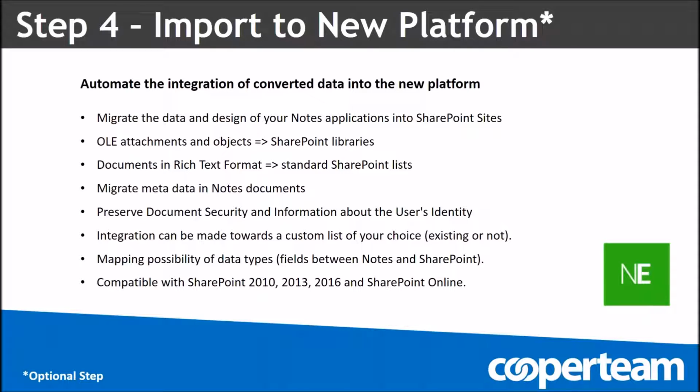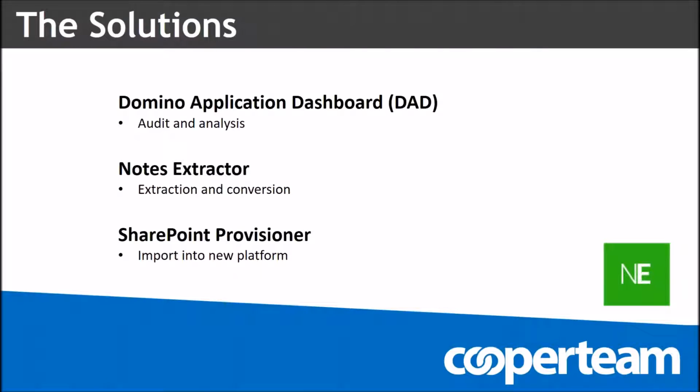So lastly, let's talk about being able to automate the integration of converted data into SharePoint or a new platform. The goal is to migrate both the data and design of your Notes applications, where OLE attachments and objects become SharePoint libraries, and documents in rich text format become standard SharePoint lists. You want to also be able to migrate the metadata in Notes documents while preserving document security and information about the user's identity. You want the ability to integrate data into custom lists of your choice, as well as be able to map the fields between Notes and SharePoint. And finally, you want a capable tool that is compatible with SharePoint 2010, 2013, 2016, and SharePoint Online.